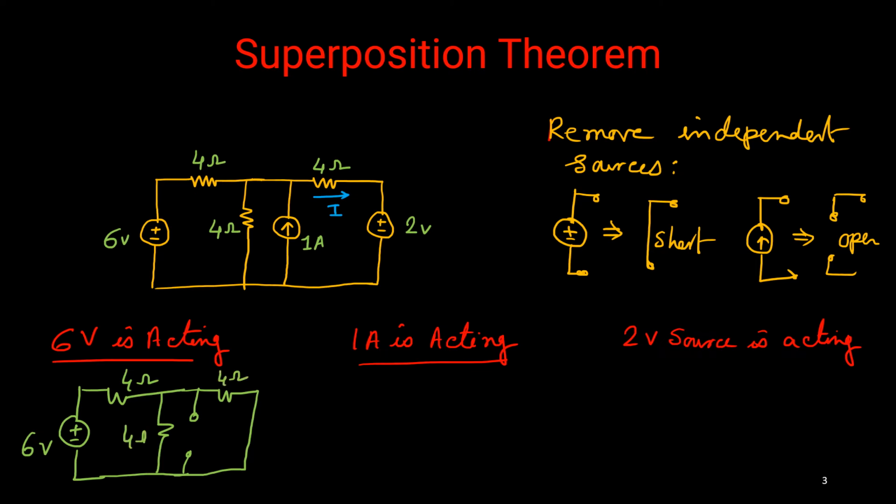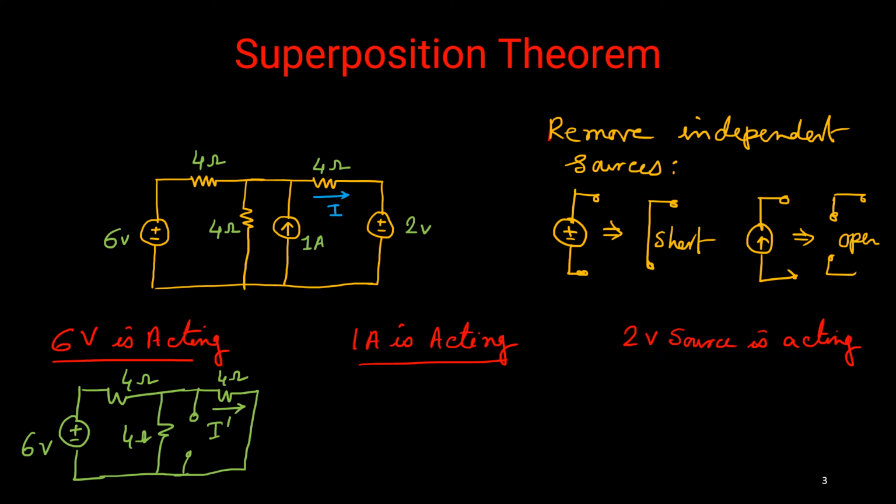This is your 4 ohm. This is again 4 ohm. And this current, suppose it is I prime, that we need to calculate. So for this smaller circuit, we need to calculate I prime.